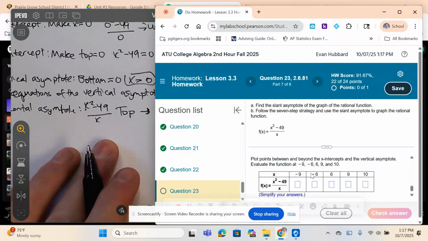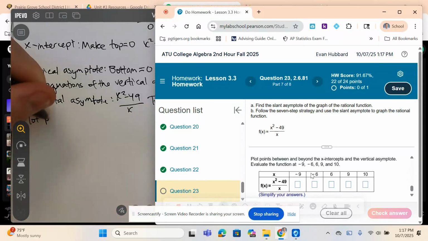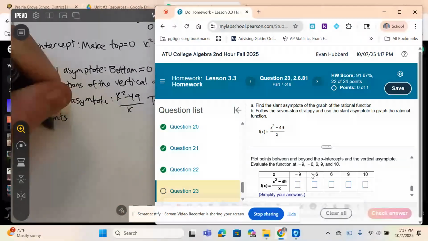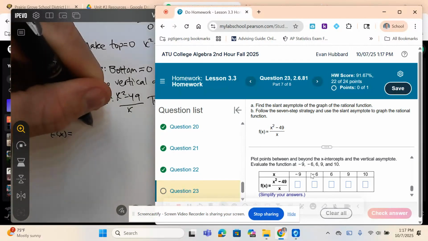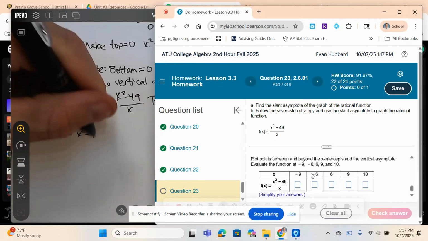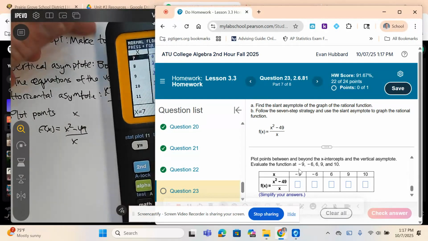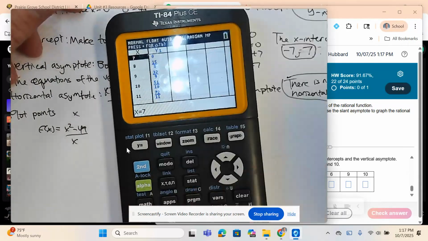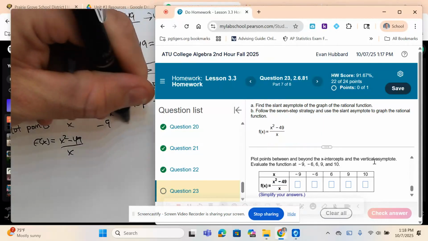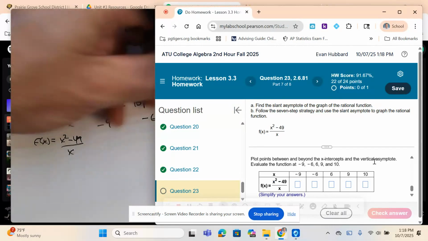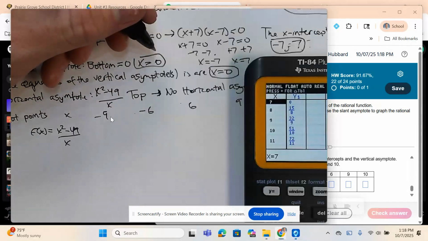Plot this in your graph. So we're going to plot the points. You got x, you got f of x equals (x squared minus 49) divided by x. So I'll go to second, y equals. Oh, what were my x's? -9, -6, 6, 9, and 10. I've not been doing any graphing here, so this is bad teaching on my part.